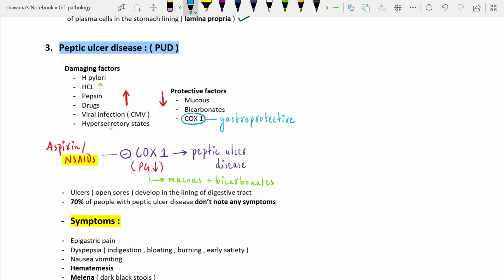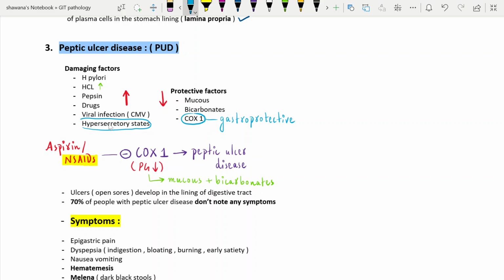There are two types of factors that play a role when it comes to the protection and damaging of the environment of our GIT. First are the damaging factors and the other are the protective factors. Damaging factors: H. pylori, HCl oversecretion, pepsin, drugs, as I've told you, NSAIDs like ibuprofen. Viral infection, cytomegalovirus, can also have a damaging effect, and the hypersecretory state, which is the hypersecretion of HCl and the stomach acids.